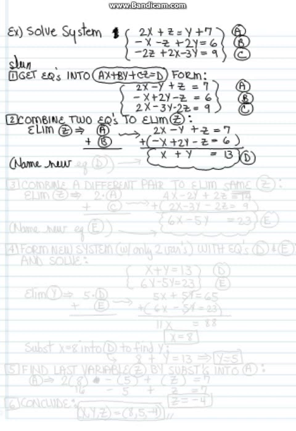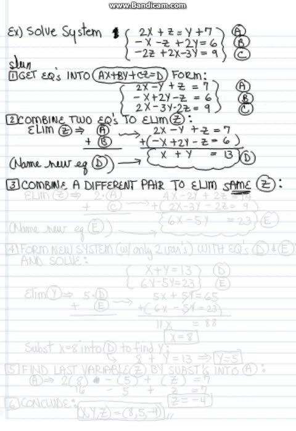Now, I have this new equation D, and I go on to step 3. We are going to combine a different pair of equations in order to eliminate the same variable z. So I'm going to combine A and C together instead of A and B. 2 times A plus C will eliminate the z.